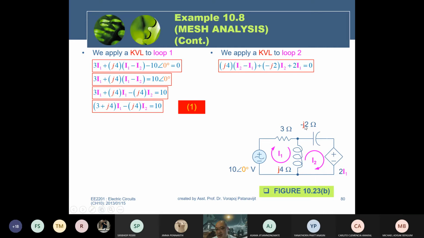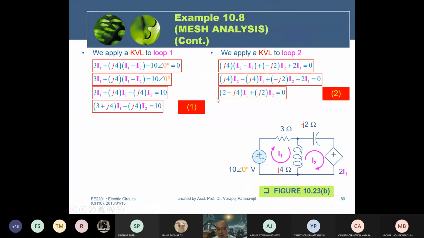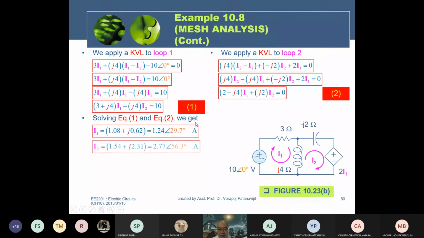and here minus j2 I2. Reorganize the equation again. Now you have two equations, two unknowns. You can solve them by Cramer's rule, determinants, and so on.